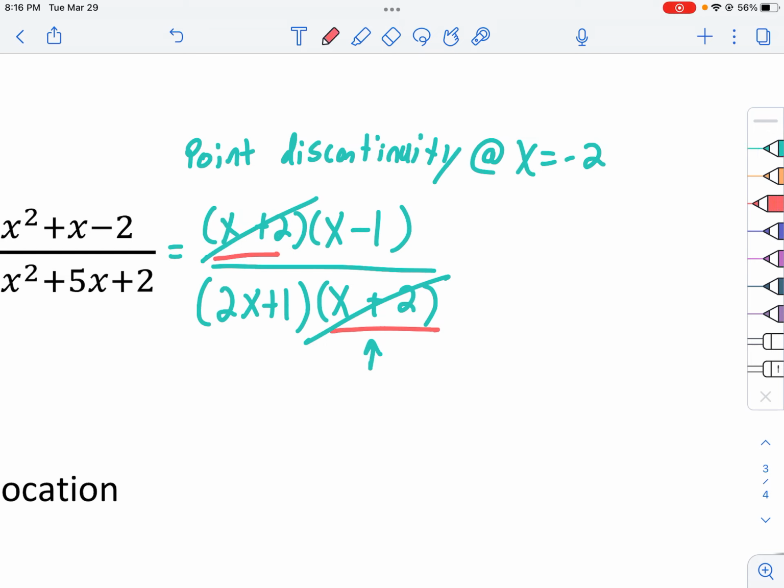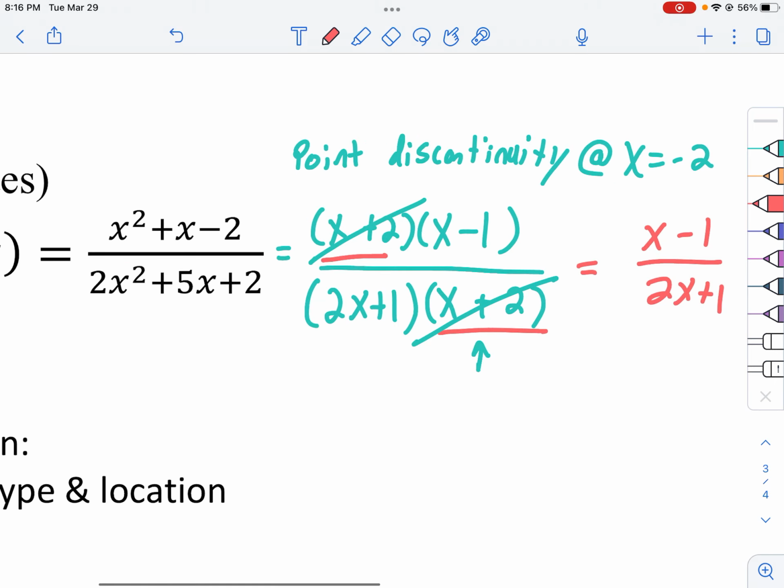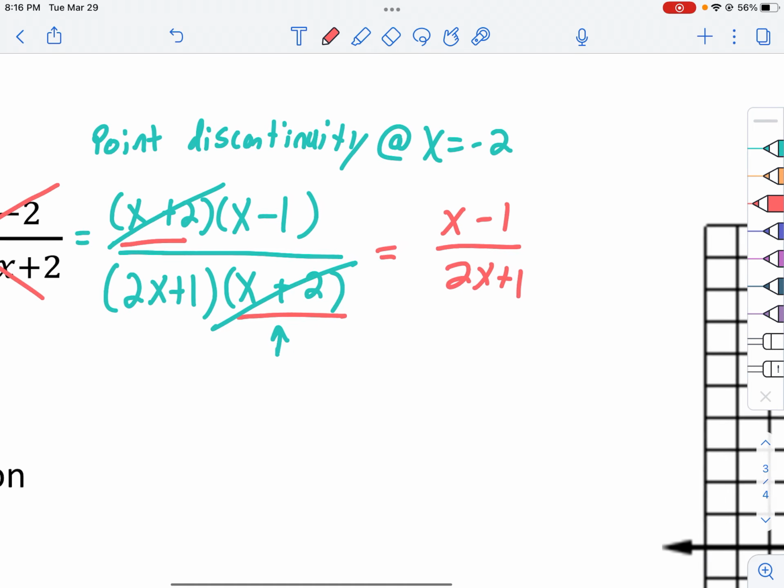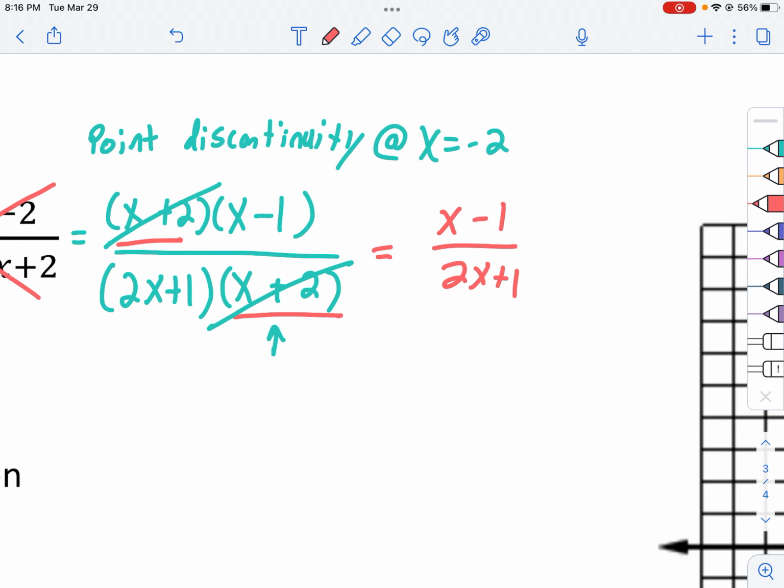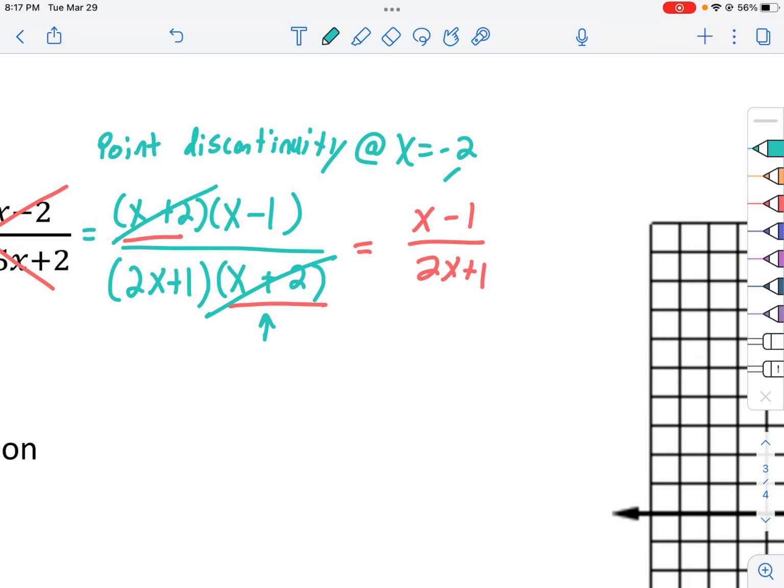Once you've crossed those two factors that cancel out, we're going to be left with the equation x minus 1 divided by 2x plus 1. And this is actually the equation we're going to use for the rest of this graph. So in order to find a more precise location of this point discontinuity, we have to plug negative 2 in for both of these x's.